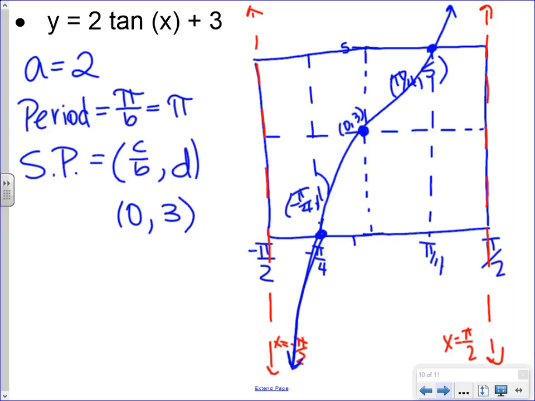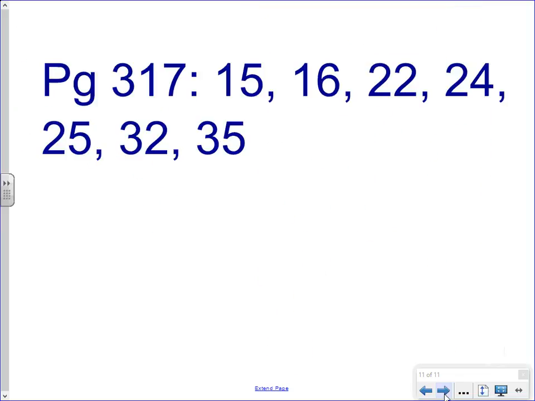You will have a tangent graph on your quiz and your problem set, and on your test. Which is why it is vital that you do your homework. There are 7 problems in your homework, and of those 7, 5 of them are underlined. So bare minimum, you need to do 5 graphs this evening.